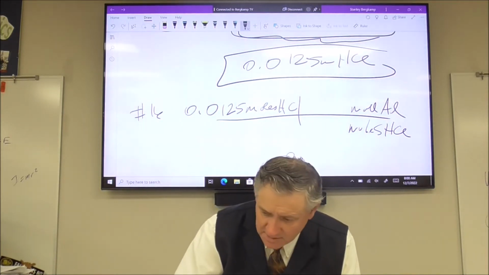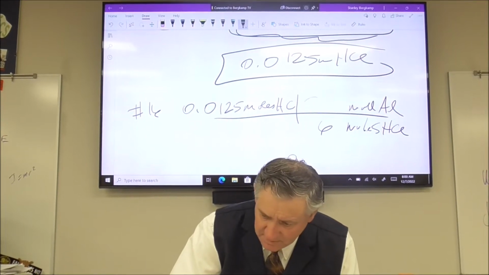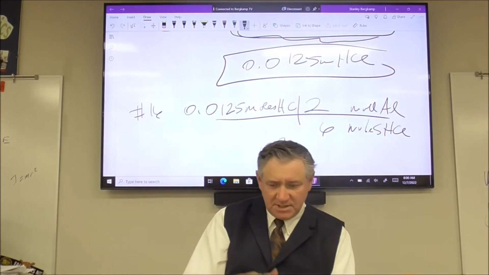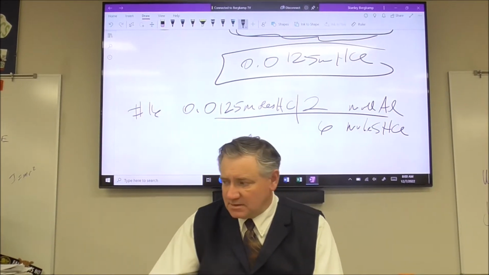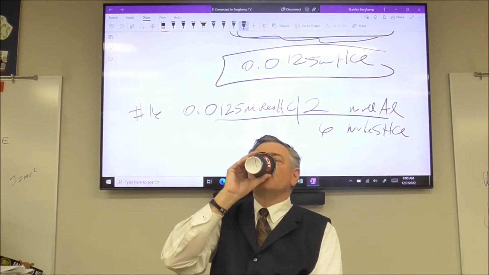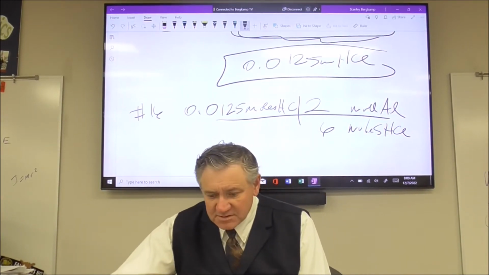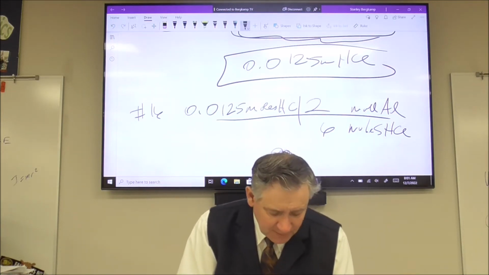I'm going to go to my balanced equation. In front of the hydrochloric acid, there's a 6. In front of the aluminum, there's a 2. So I'm going to take 0.0125 times 2, divide that by 6, easy peasy, lemon squeezy. There's your answer. So it's going to be an even smaller number because you're basically dividing by 3. Okay?